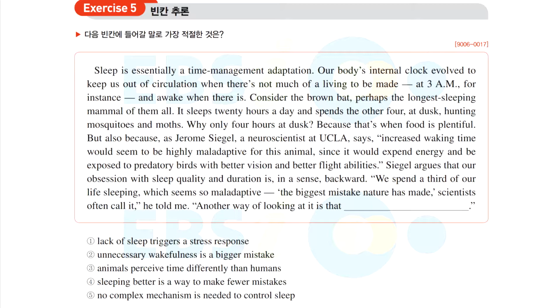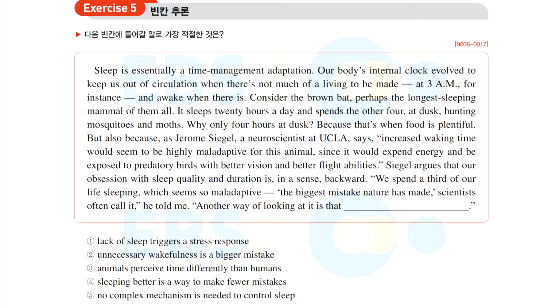Why only 4 hours at dusk? Because that's when food is plentiful. But also because, as Jerome Siegel, a neuroscientist at UCLA, says, increased waking time would seem to be highly maladaptive for this animal, since it would expend energy and be exposed to predatory birds with better vision and better flight abilities. Siegel argues that our obsession with sleep quality and duration is, in a sense, backward.